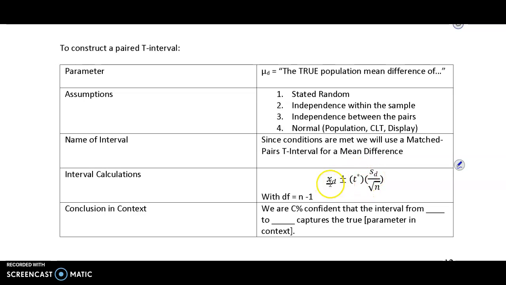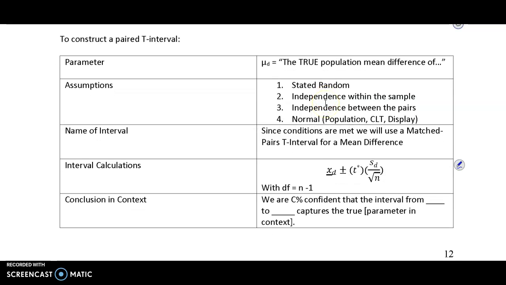And notice here that the subscripts, the x̄d and the sd, are there because we're looking at the differences. So this is the average of the differences, this is the standard deviation of the differences, and we'll still represent our sample size. And of course, the interpretation has not changed. We are C% confident that the interval from blank to blank captures the true population mean difference of yada yada.